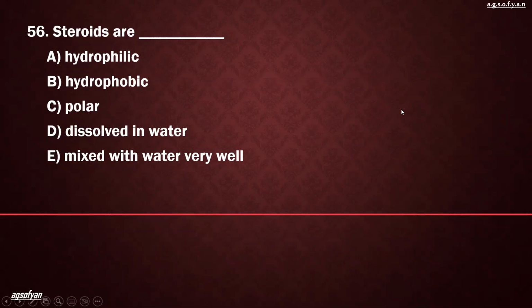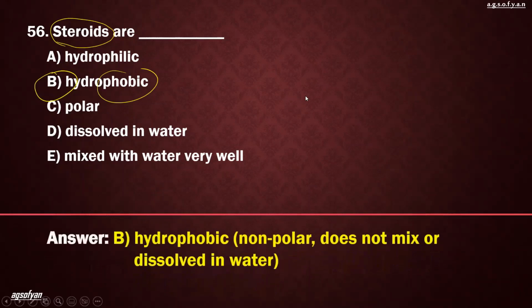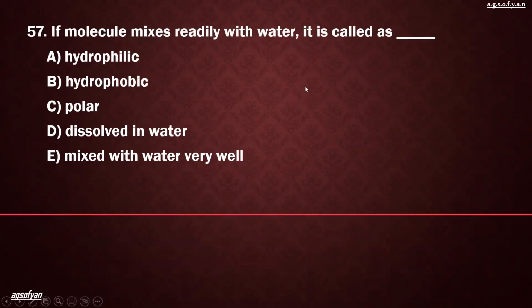Steroids are an example. Steroids do not dissolve in water. They are actually a type of fat. We just had it before: anything that does not dissolve in water is called hydrophobic. They fear water. A steroid is a hydrophobic molecule. If a molecule mixes readily with water, it is called hydrophilic, polar: dissolves in water, mixes in water.